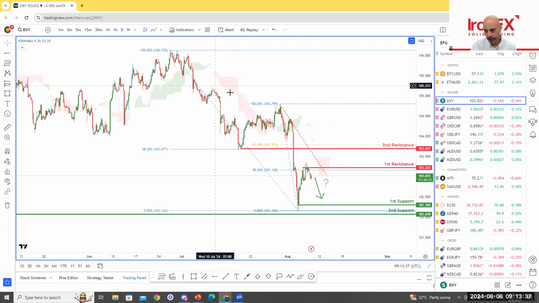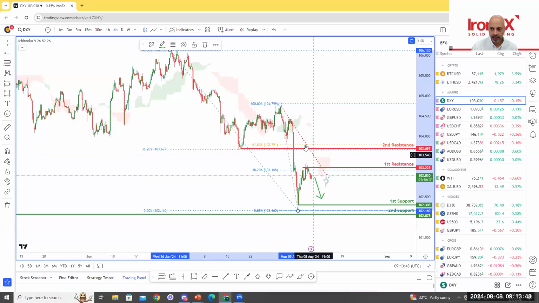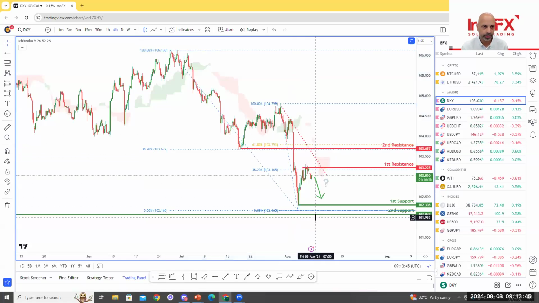But take note, the bias for the dollar index is still to the downside for now. We see the Ichimoku cloud and the descending trend line in place. And of course, if we see higher than expected unemployment claims, we are likely to see the dollar index drop lower.